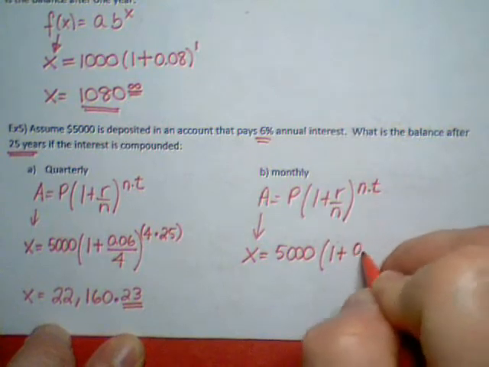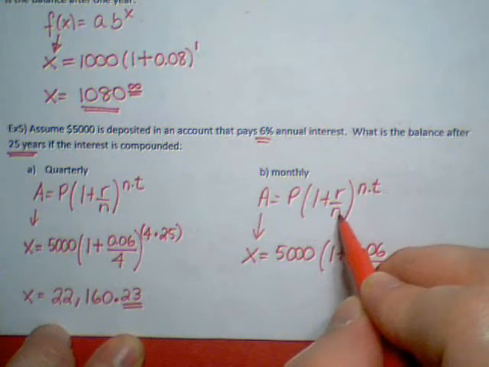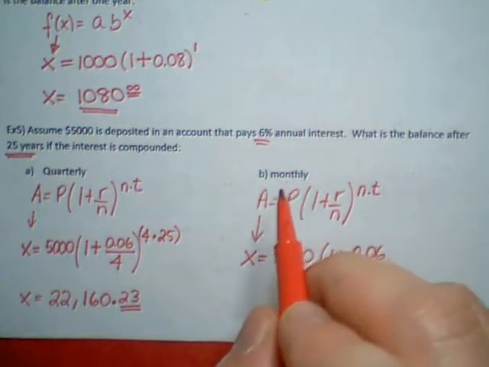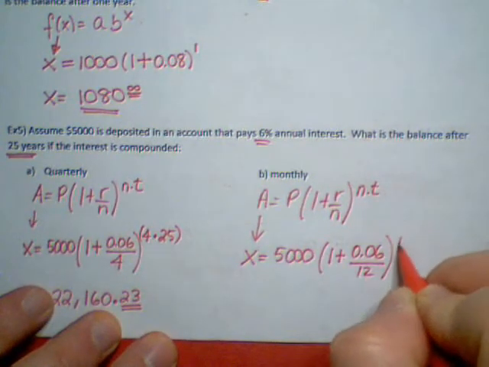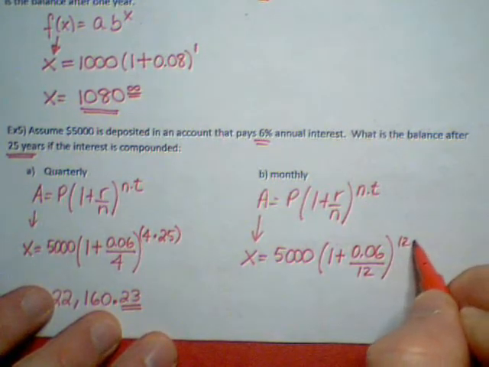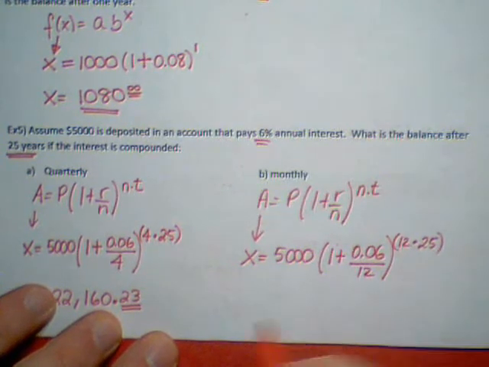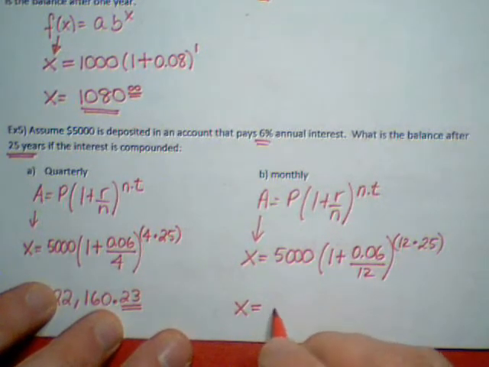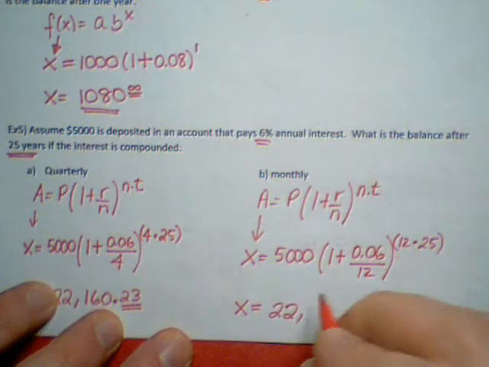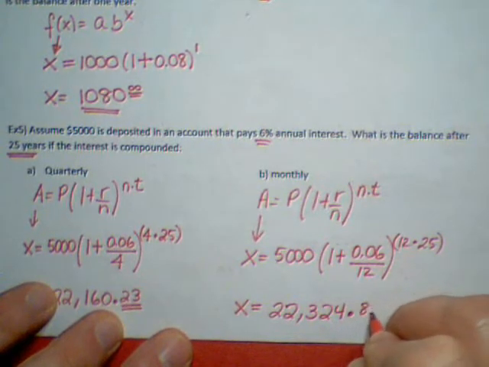1 plus the interest rate, which is 0.06, divided by the number of payments. If it's monthly, well, there's 12 months in the year, so I'm going to put number 12 there, and 12 over here times the number of years, which is 25. Now we're going to plug this in the calculator, and we should get the answer of $22,324.85.